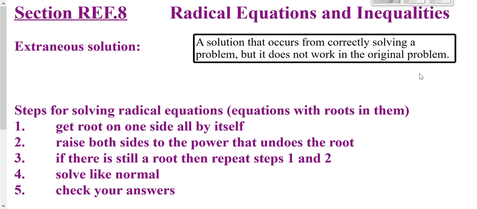So for the most part, we want to do the undoing principle like we normally do for solving problems. So you want to get the root on one side by itself. Then you got to undo that root by raising it to a power that undoes the root. And then if there's still a root left, which sometimes there will be, you got to just go back and repeat these. If there's not a root, then you're left with a problem without roots, and you should be able to solve it just like you normally would. But the last thing is you want to make sure you check your final answers. Sometimes they will work, sometimes they won't. If they don't work, they're referred to as extraneous solutions.